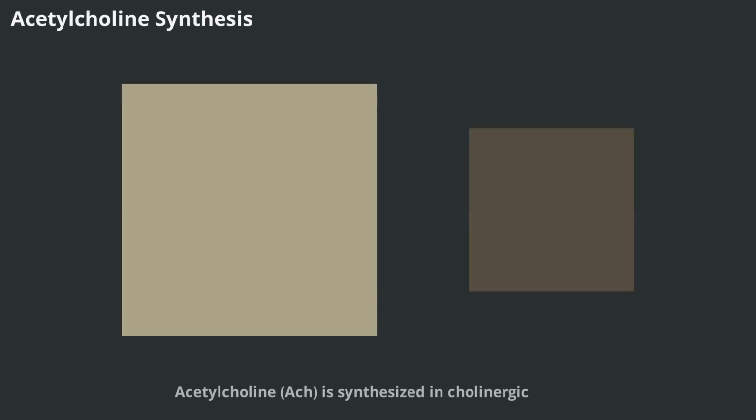Acetylcholine, ACh, is synthesized in cholinergic neurons from acetyl-CoA and choline, catalyzed by the enzyme choline acetyltransferase. Acetyl-CoA is produced in the mitochondria, while choline is transported into the neuron. This process can be inhibited by certain drugs, affecting neurotransmitter availability and consequently nervous system function.